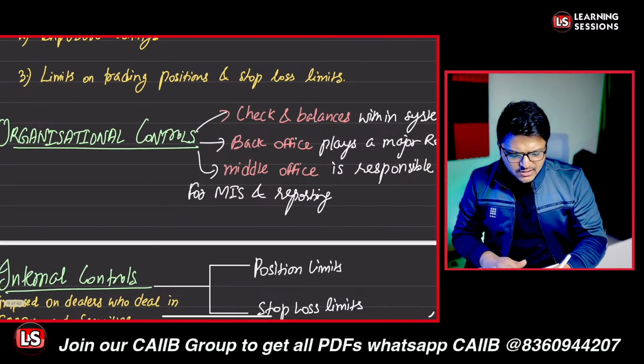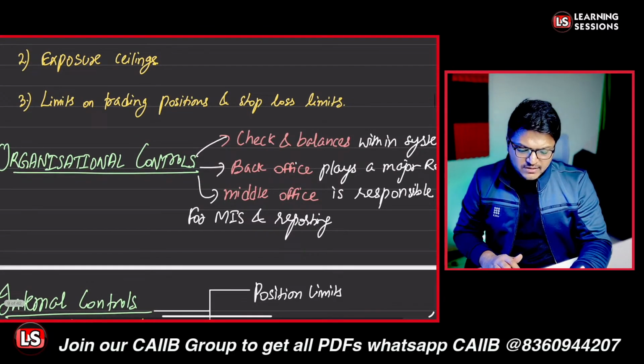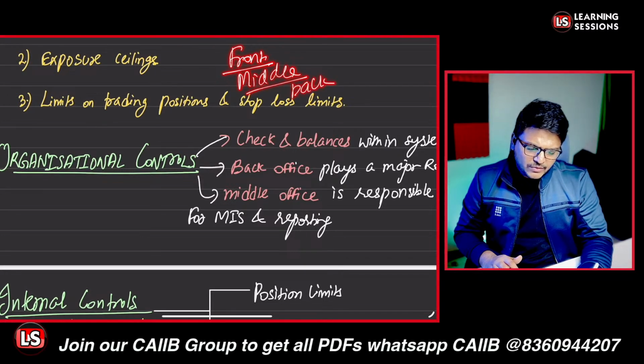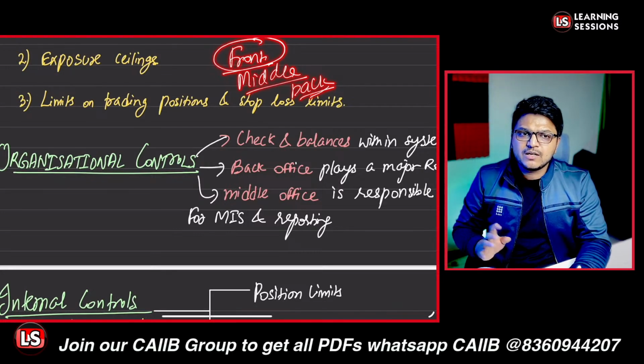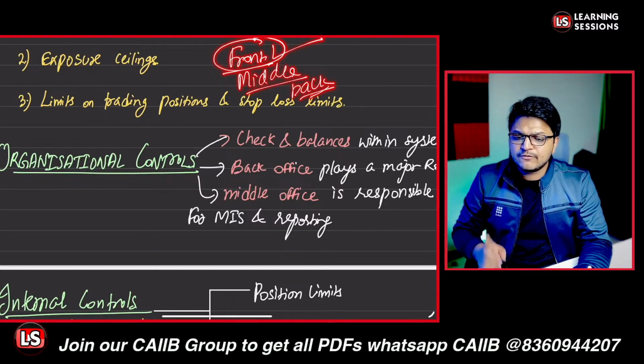Let's say a transaction is being done. As I've told you, there are three different departments in the dealing room. One, it's related to the front office. The second one, it's related to the middle office. And the third one, it's related to the back office. So the front office was actually responsible for what? All the deals will be entered into by the dealers in the front office. That was the main task of the front office.